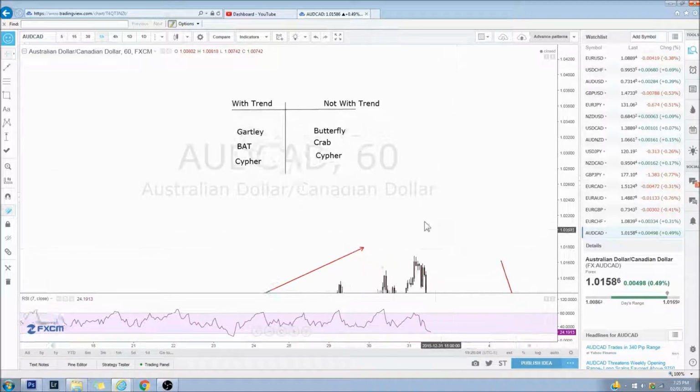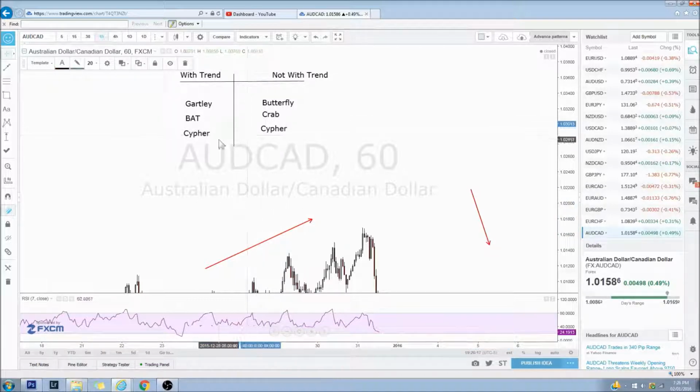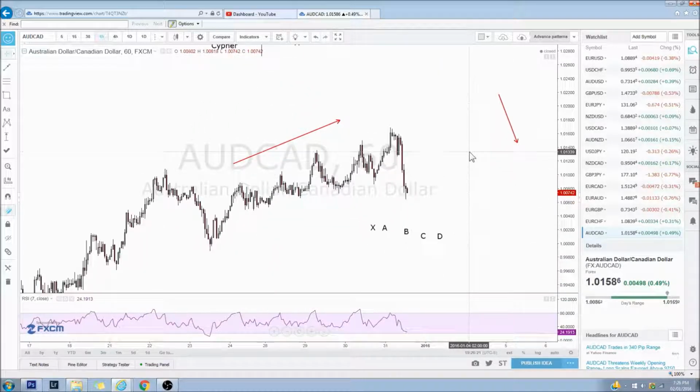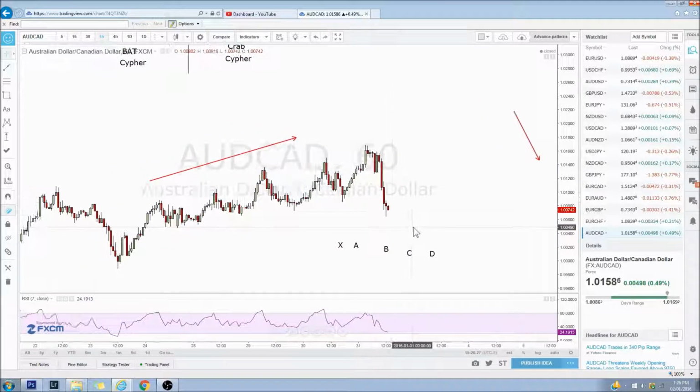Not with trend means I'm going to sell. I'm going to take anything that's going to sell. So I will classify that for a butterfly, crab, and a cipher. Cipher is magic. It can go on both sides. Now what I mean by this is that I'm going to look for an XA leg. What I like to look for are breaks of structure.